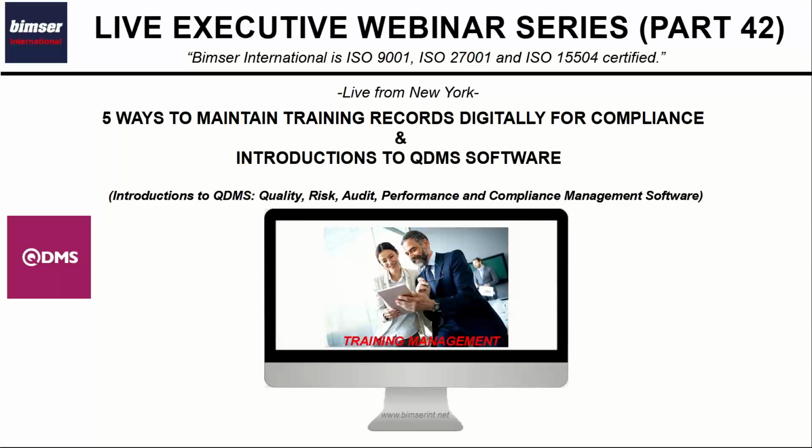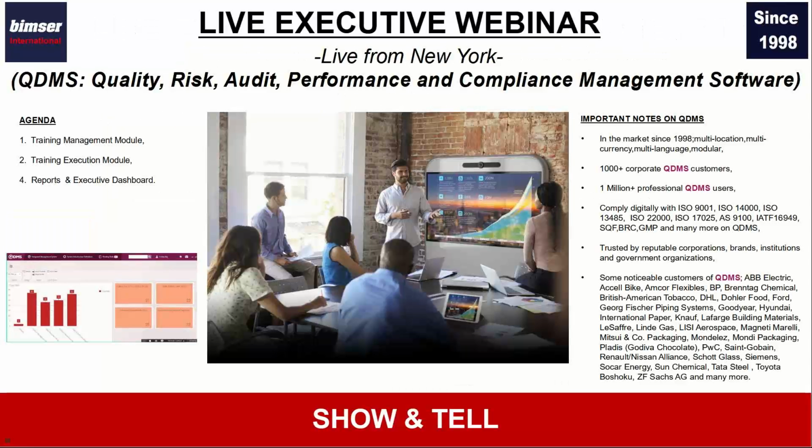Okay, great. As Alex mentioned, now let's talk about QDMS, our quality, risk, audit, performance, and compliance management software system. We've been developing QDMS since 1998. It's a very mature system, and it has many different benefits that it's offering in terms of training management and training execution management. On QDMS, you can plan your training activities. You can also perform them, execute them, document them, and report them, all digitally and with no need of paper, basically. So it is a great way to digitize and automate your training operation.